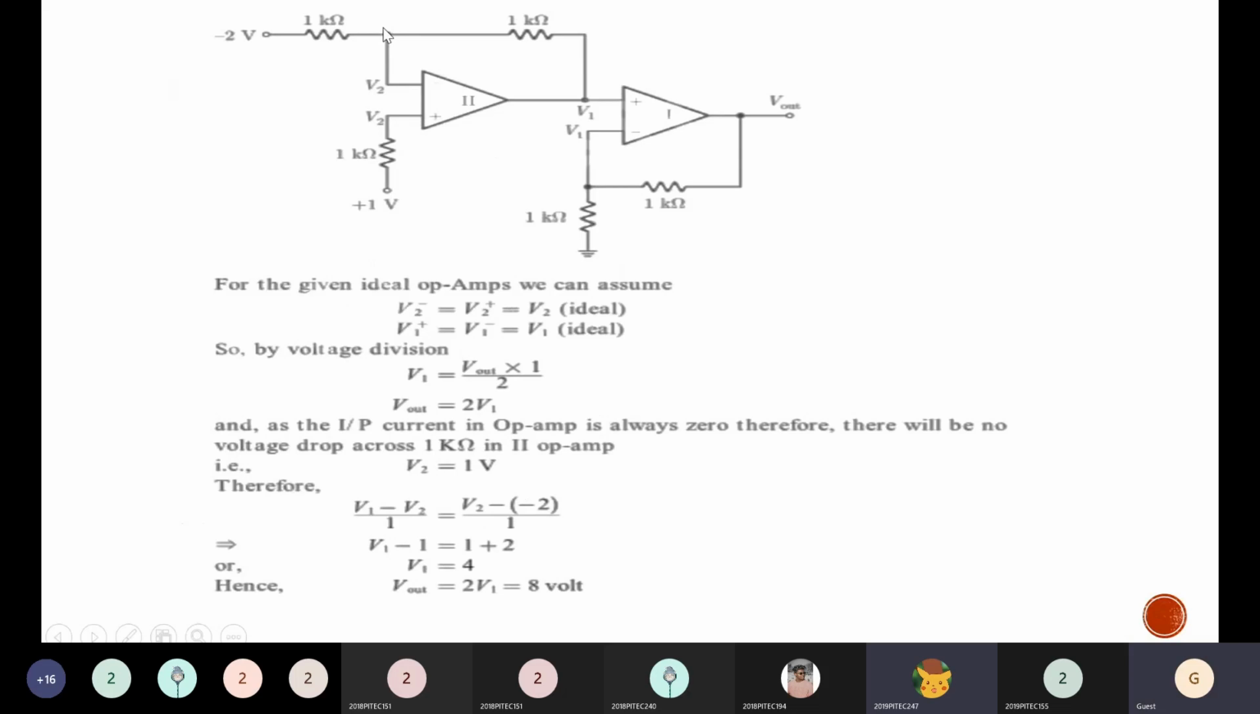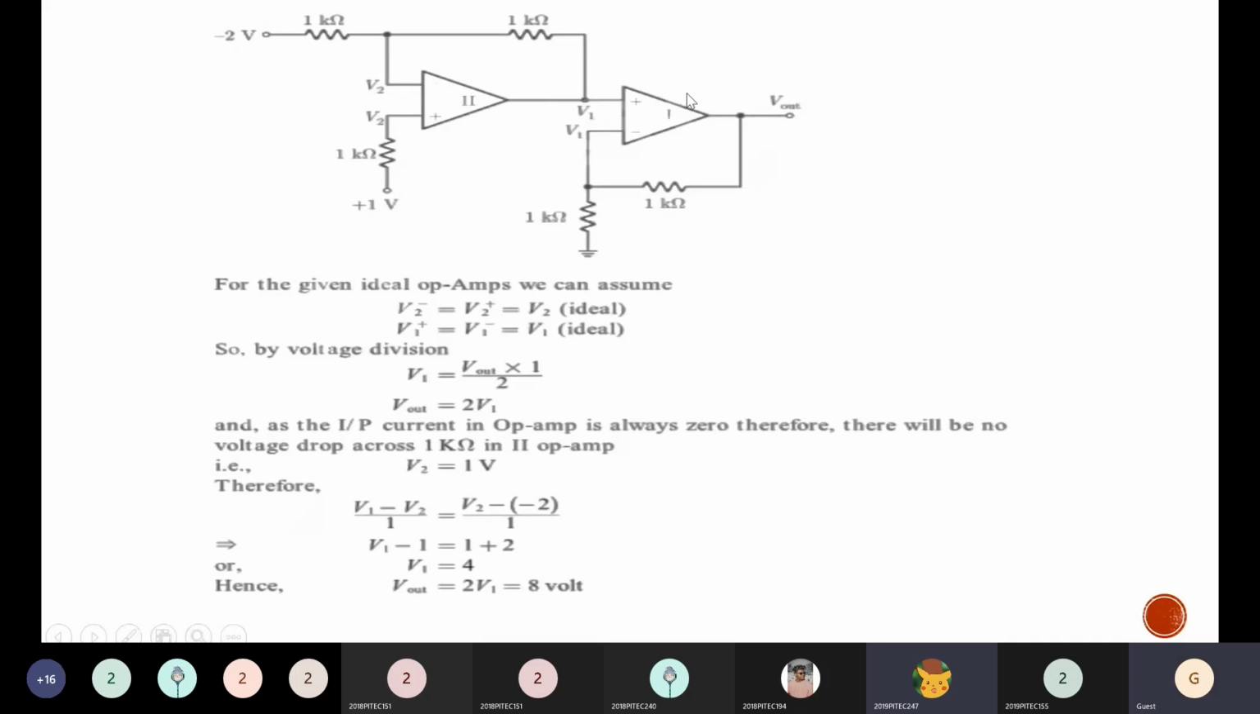So how will you write the equation now? This voltage is taken as V1. With V2 as the node, if I write the KCL equation for this node, it is (V2 minus 2 volts) divided by 1 kilo ohm plus (V2 minus V1) divided by 1 kilo ohm is equal to 0. Total current in this node will be equal to 0, where V2 is equal to 1 volt. Substituting that and rearranging, you get V1 to be 4. So this voltage is 4 volts.